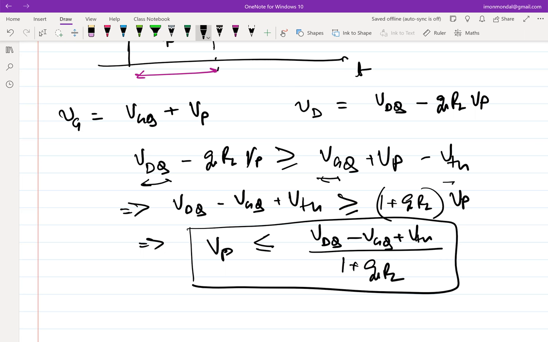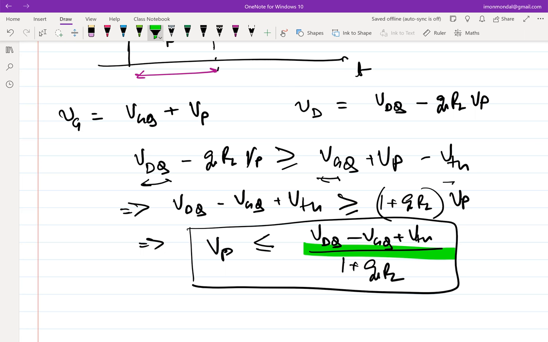So from this, at least, we were able to figure out what is the maximum Vp, what is the maximum amplitude of the sine wave that we can apply. Okay, now note that as far as maths is concerned, this is fine, but when you are designing a circuit, all of these are in your control, right? Your VDQ is in your control, VGQ is in your control, GM is in your control, right?